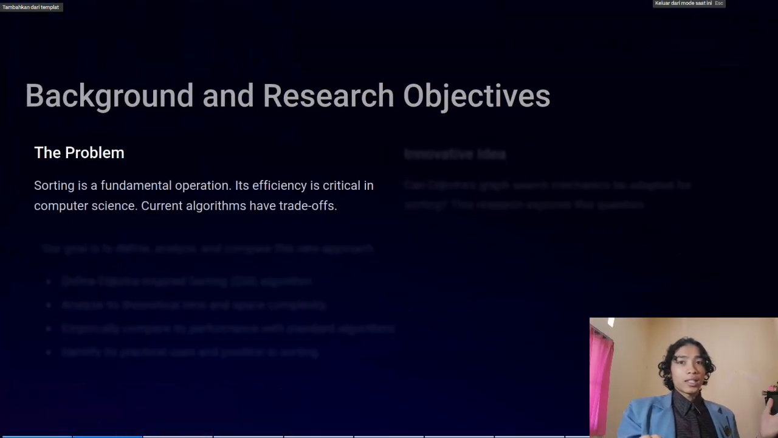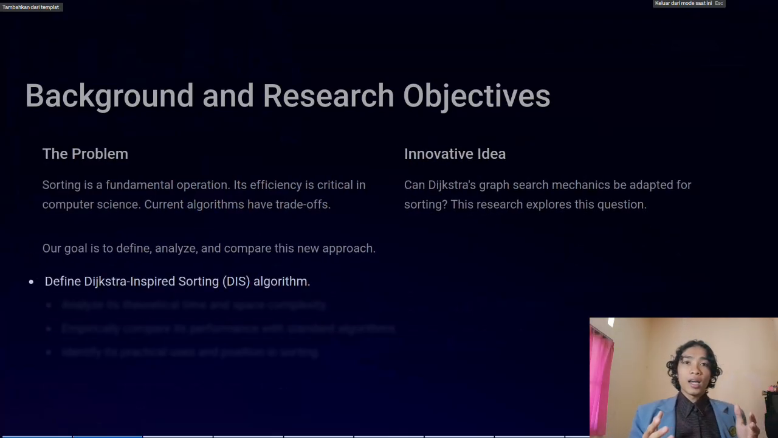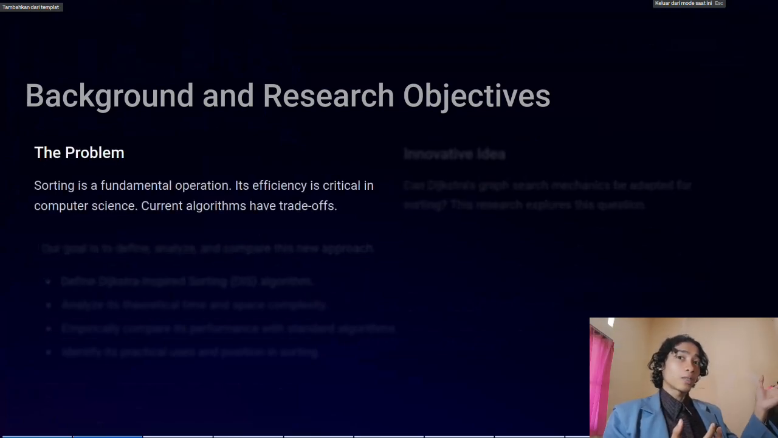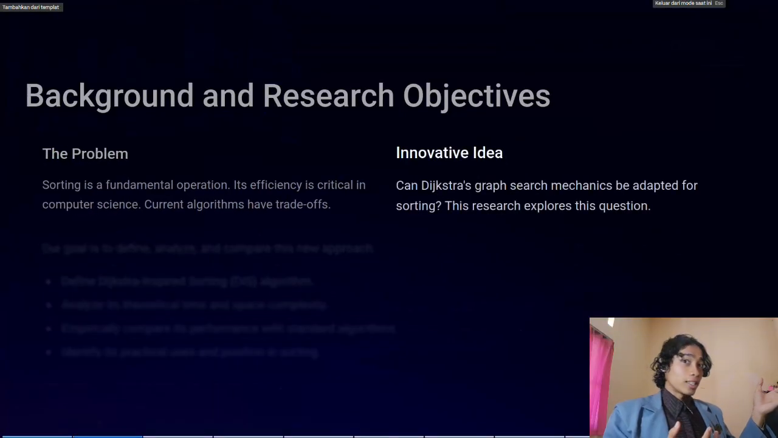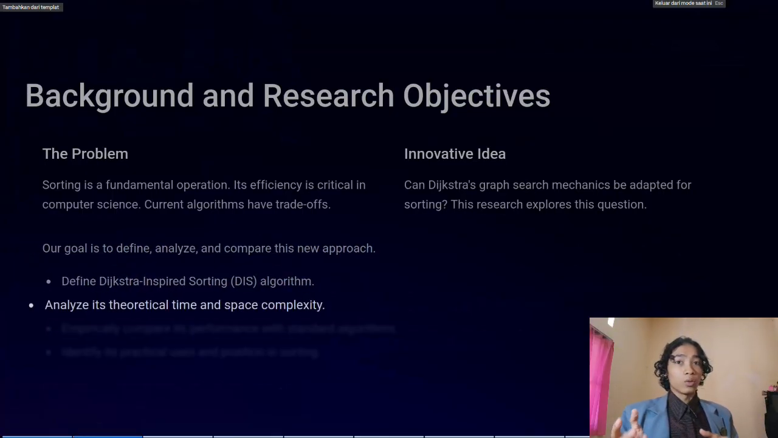We all know that sorting is a fundamental operation, but have we ever considered borrowing an idea from the world of graph traversal, like Dijkstra algorithm, to perform a sort? Well, this is the foundation of my research. The core idea was to adapt the central mechanism of Dijkstra algorithm to sort data.